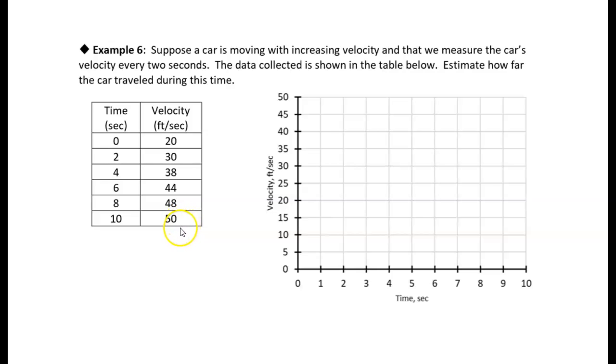All right, in this example, we have a car that's moving with increasing velocity, and the velocity is being recorded every 2 seconds, and the data is in this table. And we're asked to estimate how far the car traveled during this time.